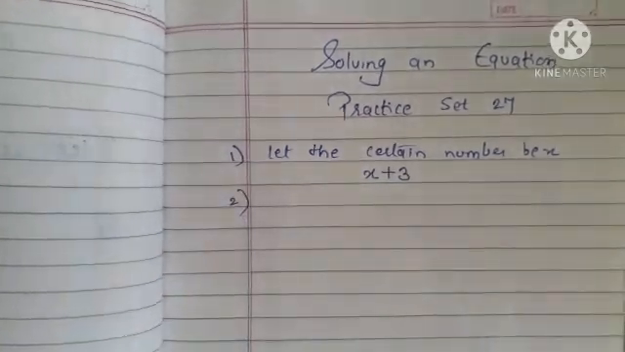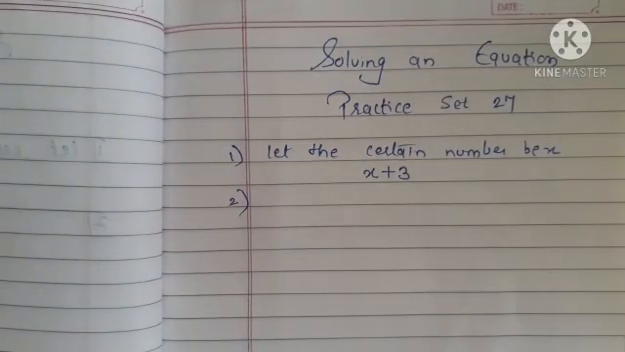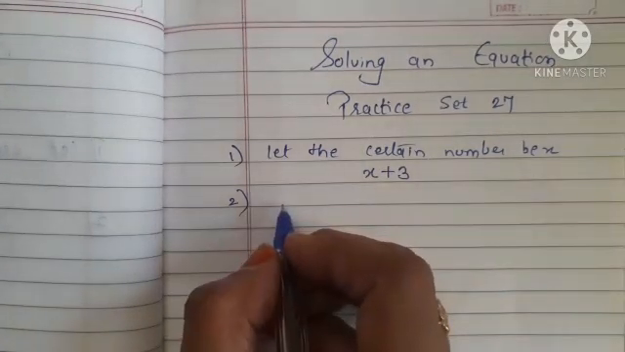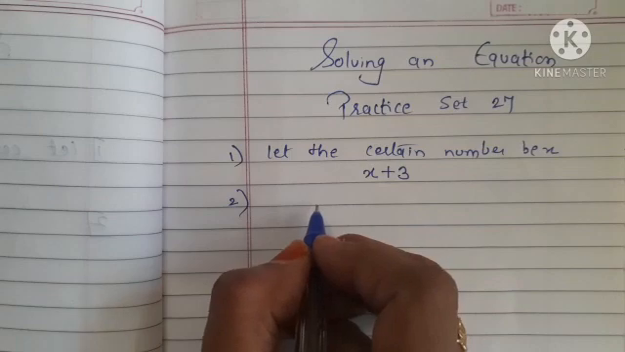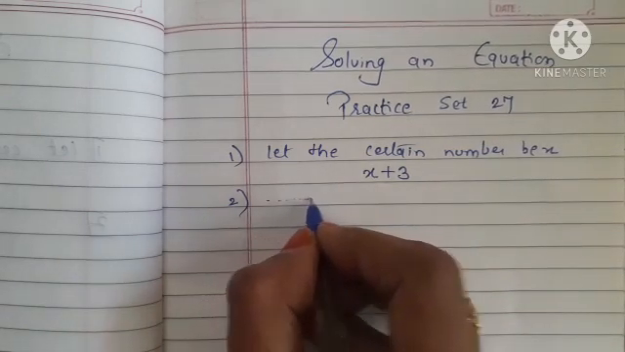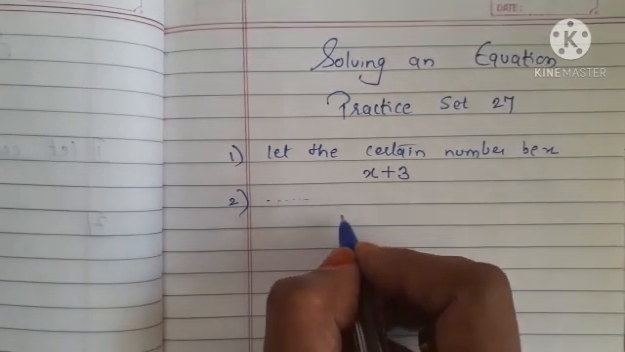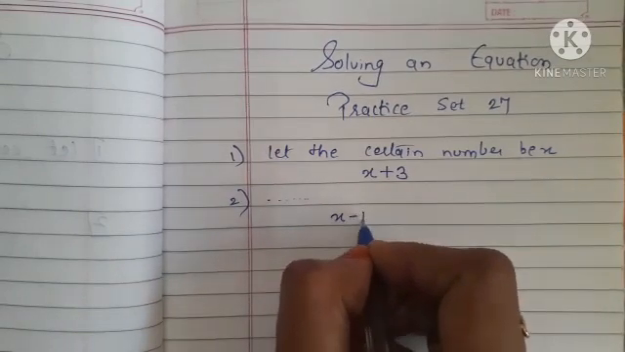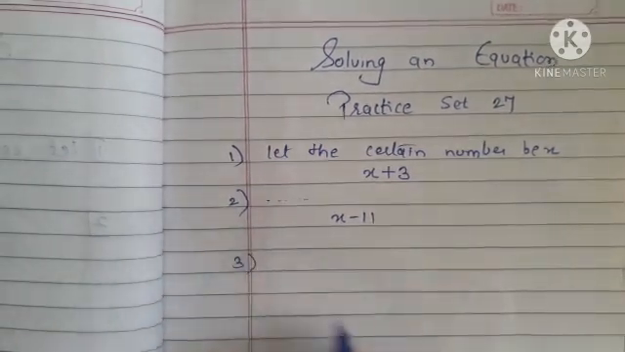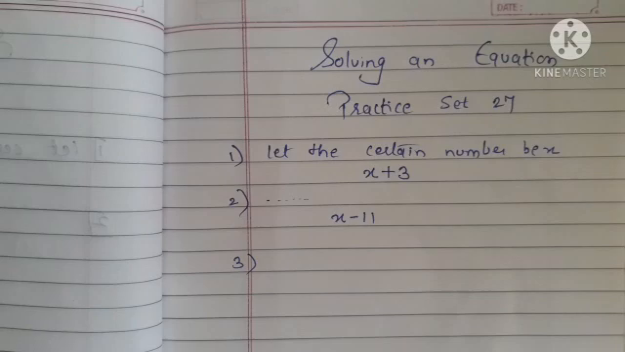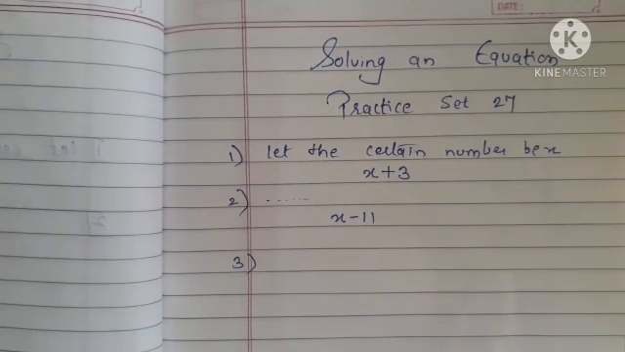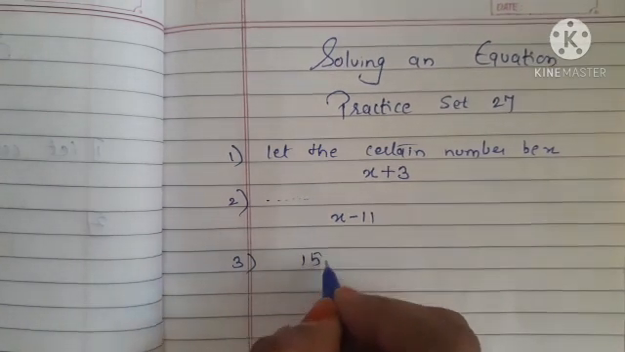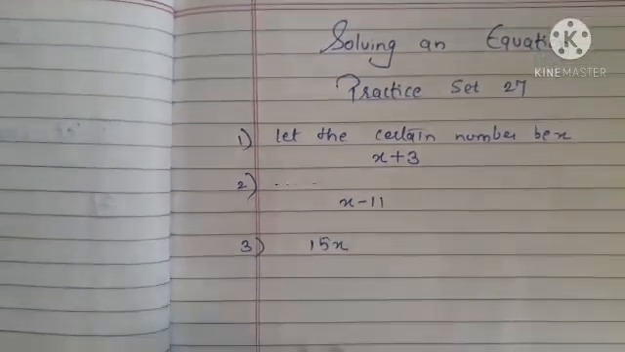Next, the difference obtained by subtracting 11 from another number. Here you can take any variable. We will take x only. So the same statement we will be writing. So your answer is x minus 11. Third, the product of 15 and another number. Product means multiplication. So here another number will be x. So your answer is 15x.